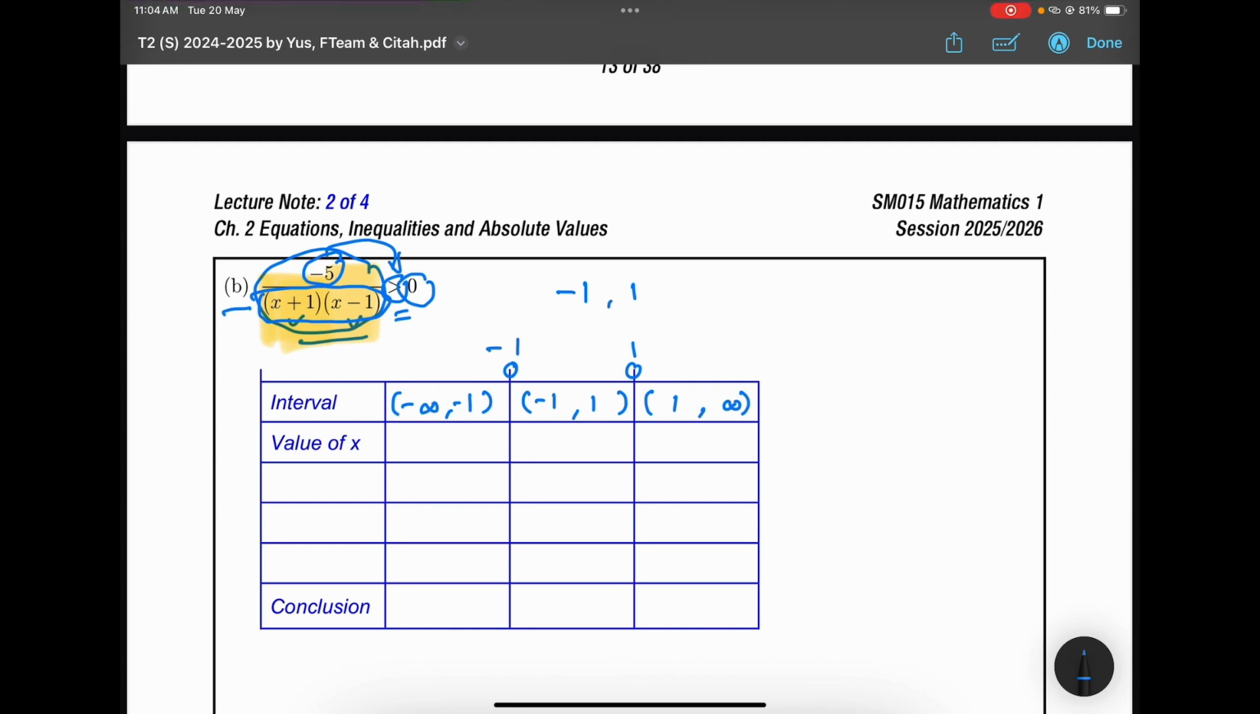So again, choose X from your interval. So the first interval, Madam pilih negatif 2. The second one, Madam pilih 0. And the last one, Madam pilih 2 lah. So here, write down all the term that you have from your rational function ni. So from numerator you ada negatif 5. Dekat denominator you ada X tambah 1, X tolak 1 lah.